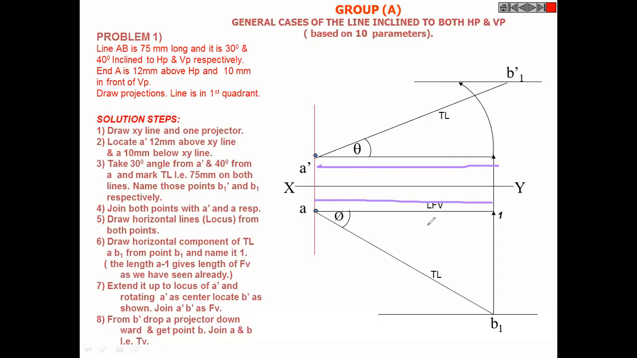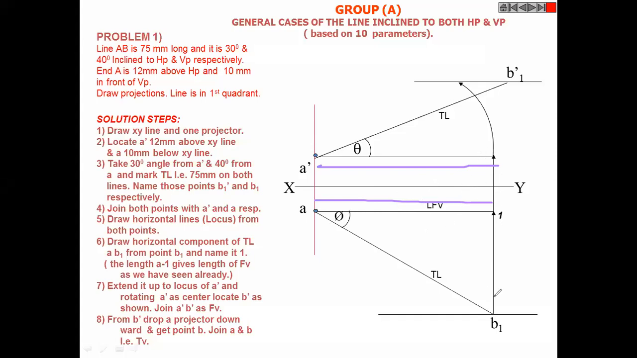You just write it down right now. Projection of true length in top view will give us length of front view. I'll repeat again. Projection of true length in top view, this line will give us length of front view.